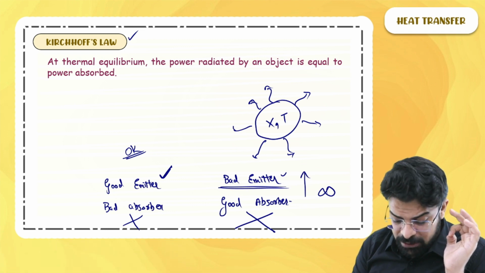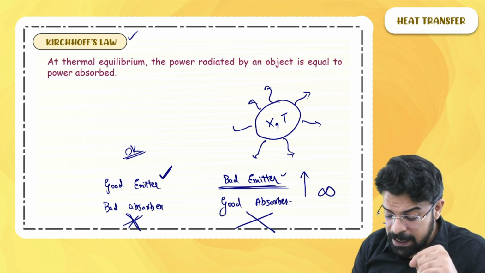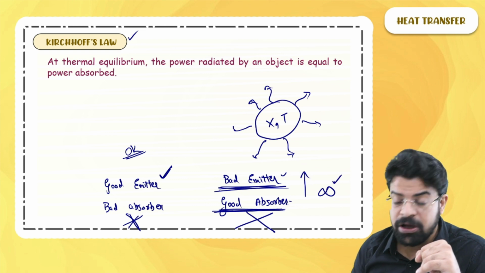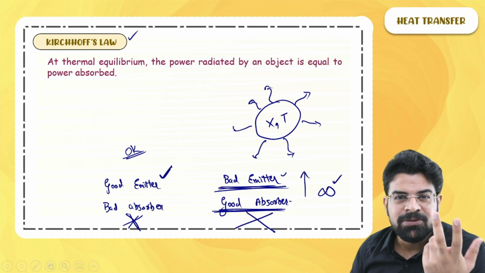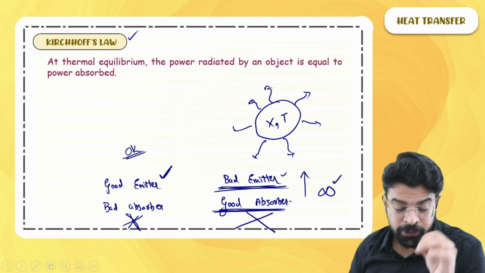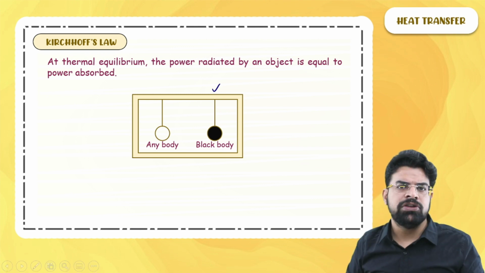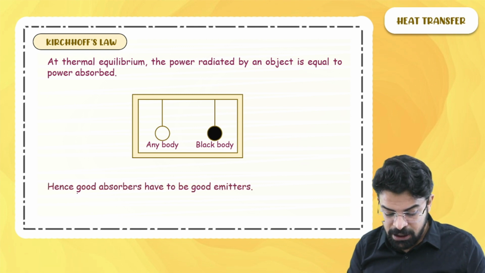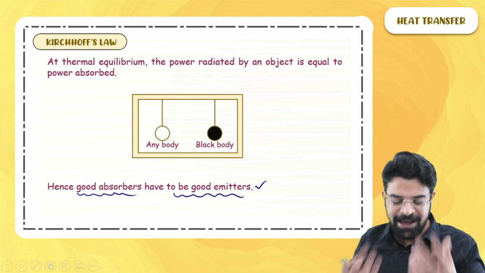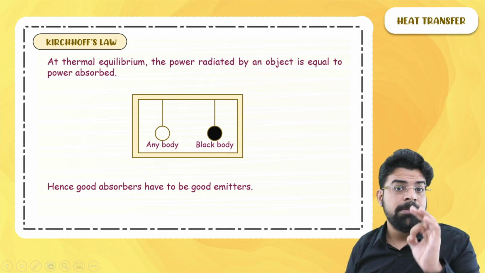So a good emitter can't be a bad absorber, because eventually the temperature will become 0, and a bad emitter can't be a good absorber because eventually the temperature will become infinity. So sir, what is true? A good emitter has to be a good absorber and a bad emitter has to be a bad absorber. So this can be explained using thought experiments on bodies of different types, and hence a good absorber has to be a good emitter and a bad absorber has to be a bad emitter.